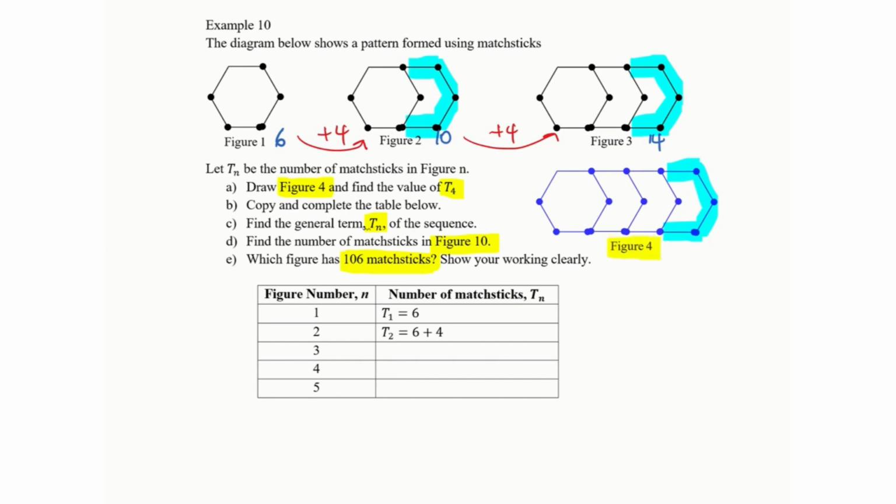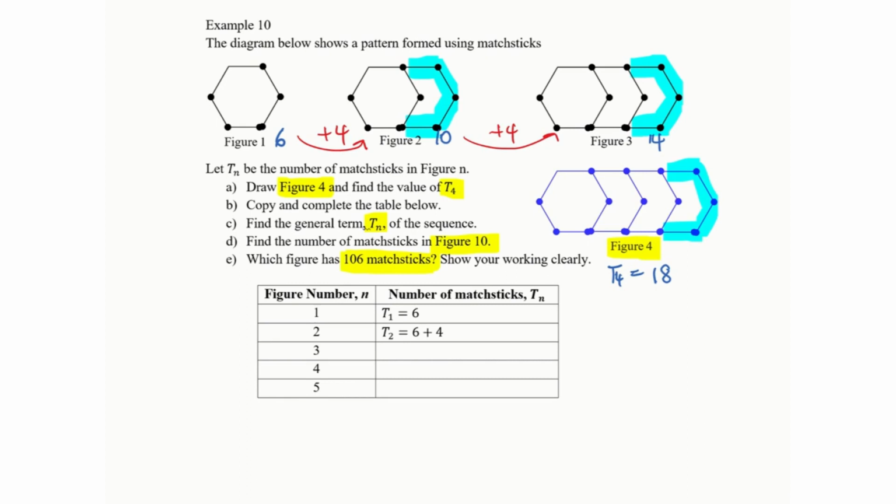Now, let us find the value of the fourth term. So you write down T4 equals to, and as you count the number of matchsticks, it will be equals to 18. Part B. Copy and complete the table below.